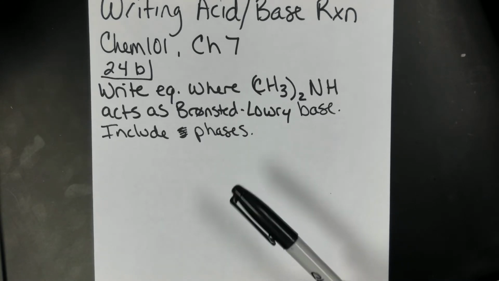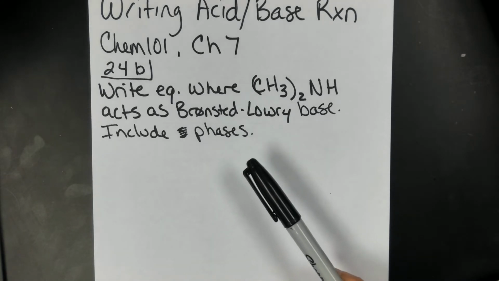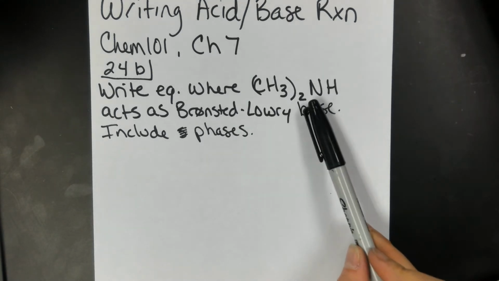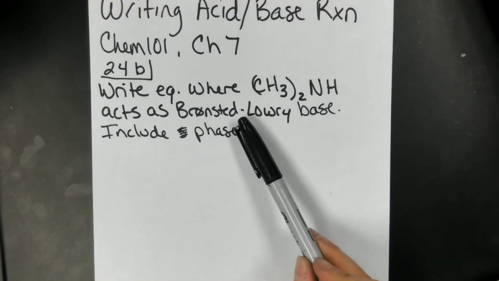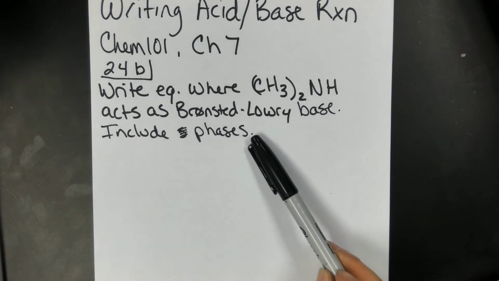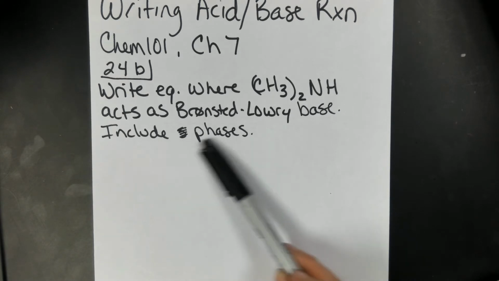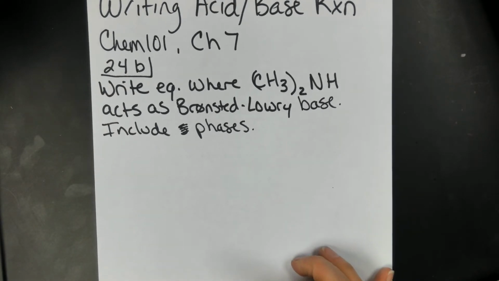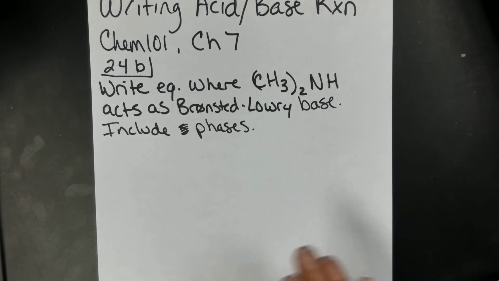So the question from your homework says, write an equation where (CH3)2NH acts as a Brønsted-Lowry base. Include the phases. Some people have been getting this wrong because they forget to include the phases. We'll go over that when we do ours. I always like to just write the balanced reaction first and do the phases last.